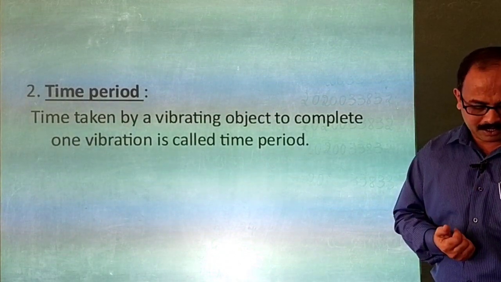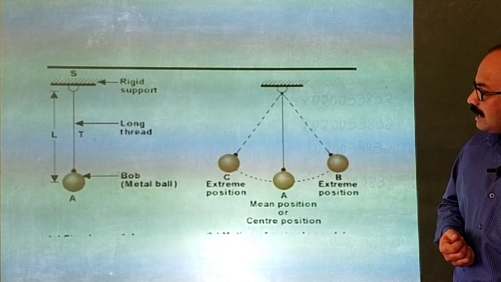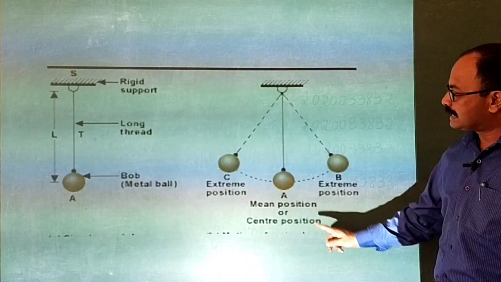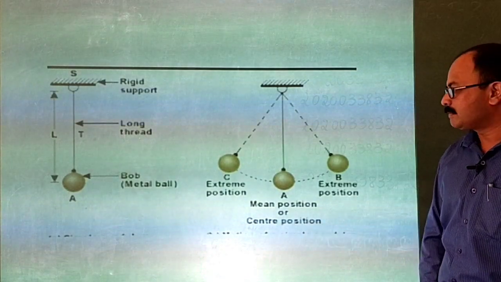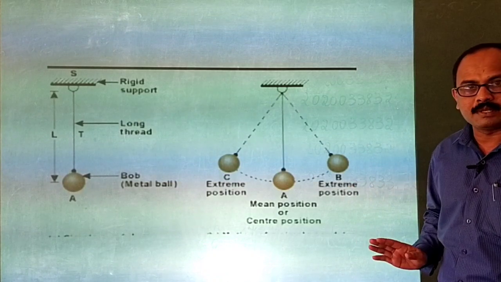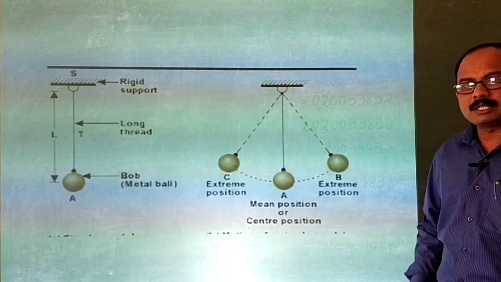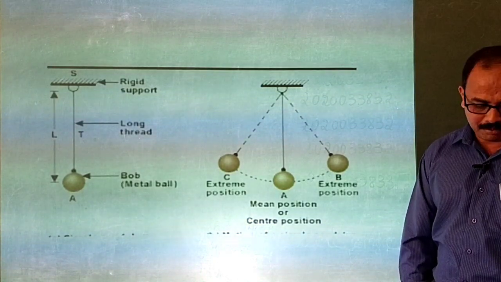What is the time taken? We call that time period. It is a simple pendulum. This is the main position or central position, children. One oscillation means how much do we see? For one oscillation, what is the time taken? We call that a time period, children.